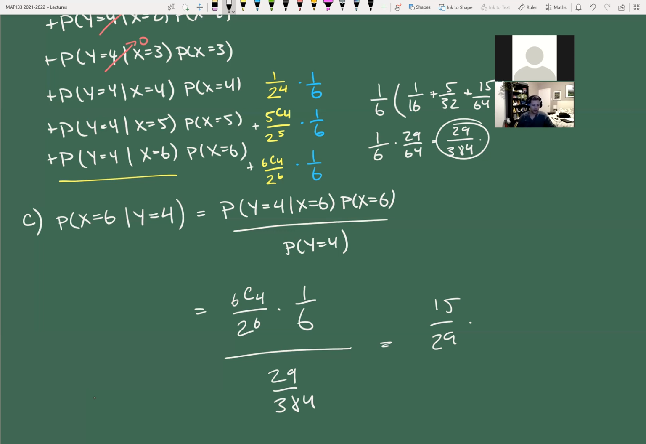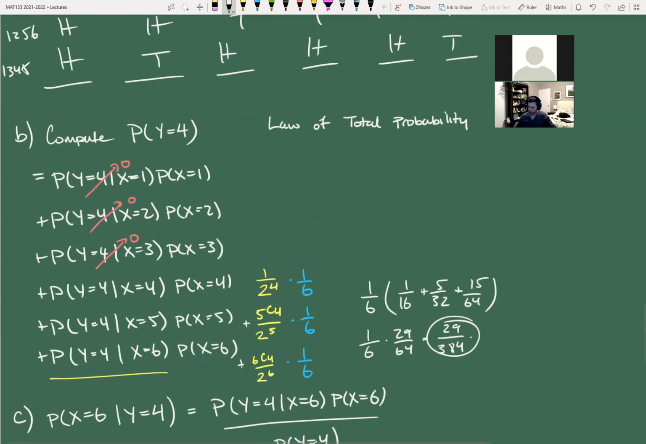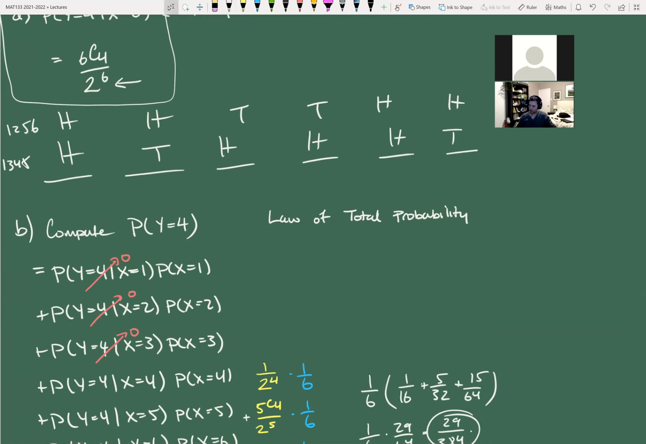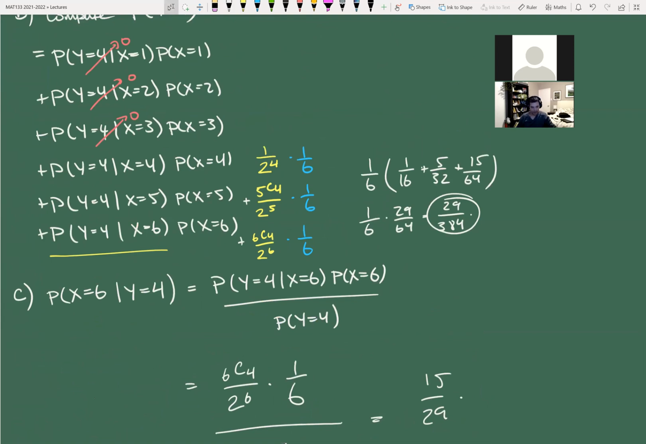It's a little bit of a long question, but it's a very nice question. It tests some basic counting stuff, tests the law of total probability, tests Bayes' theorem. It's a beautiful, beautiful question. It's really, really nice.